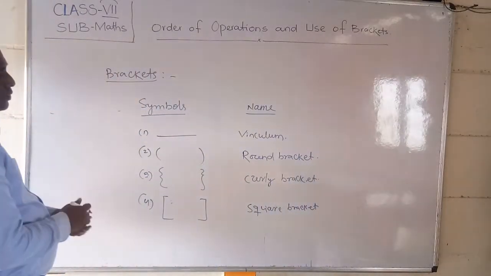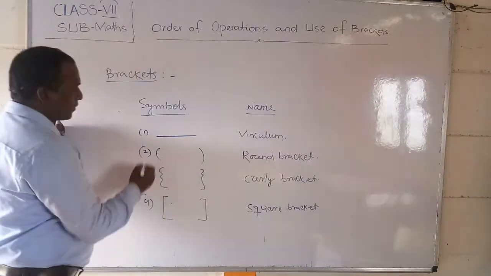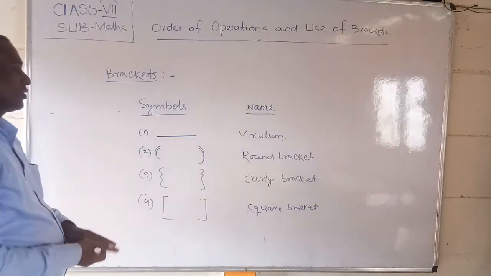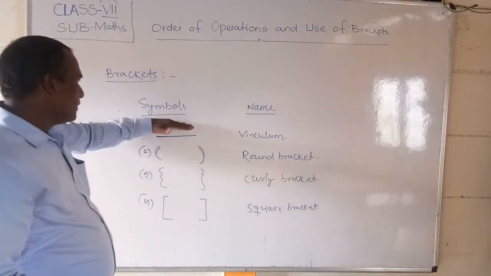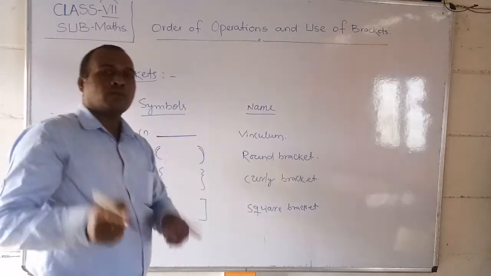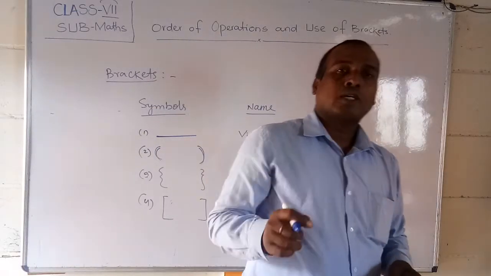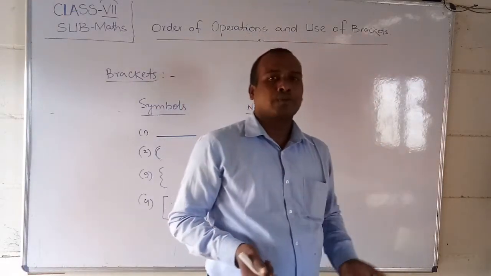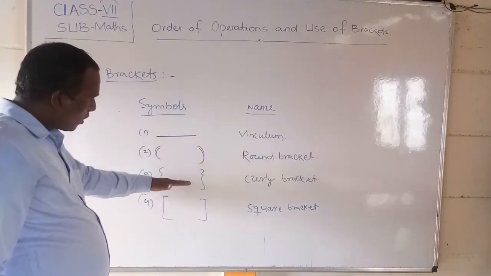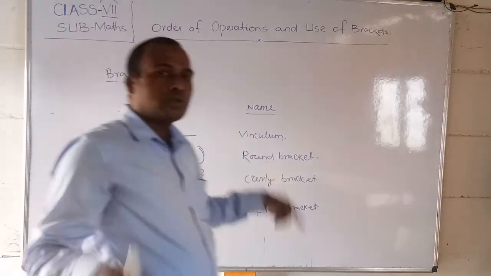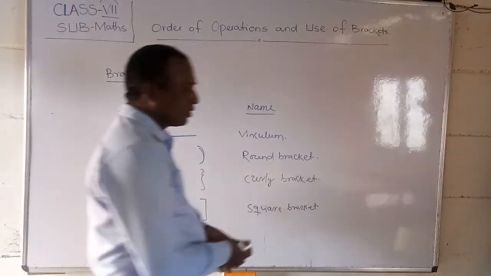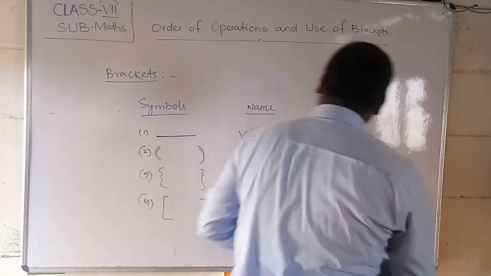Observe students, one is the vinculum bracket, one is the round bracket, one is the curly bracket, one is the square bracket. Whenever a vinculum bracket and a curly bracket are both there in one problem, you must first remove the vinculum bracket, then go for the curly bracket. If vinculum, curly and square brackets are all there, vinculum first, then curly, then square. Okay students, we will take one example for this.